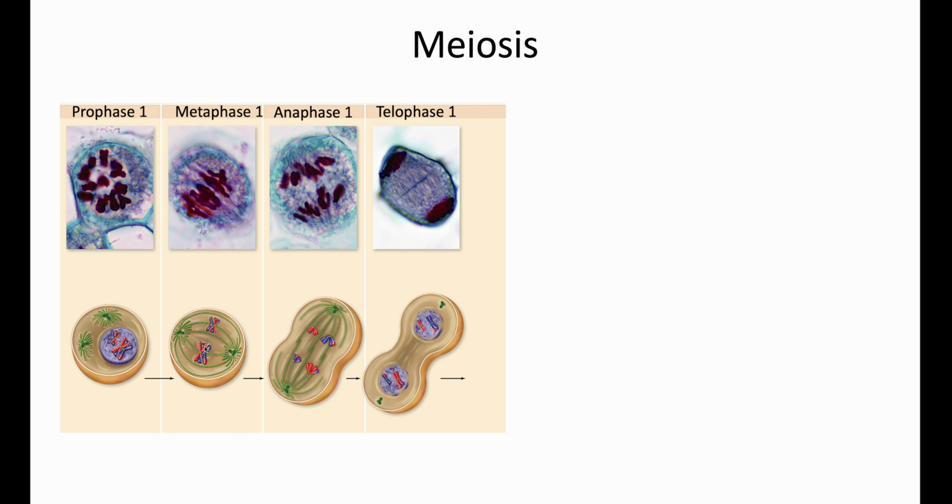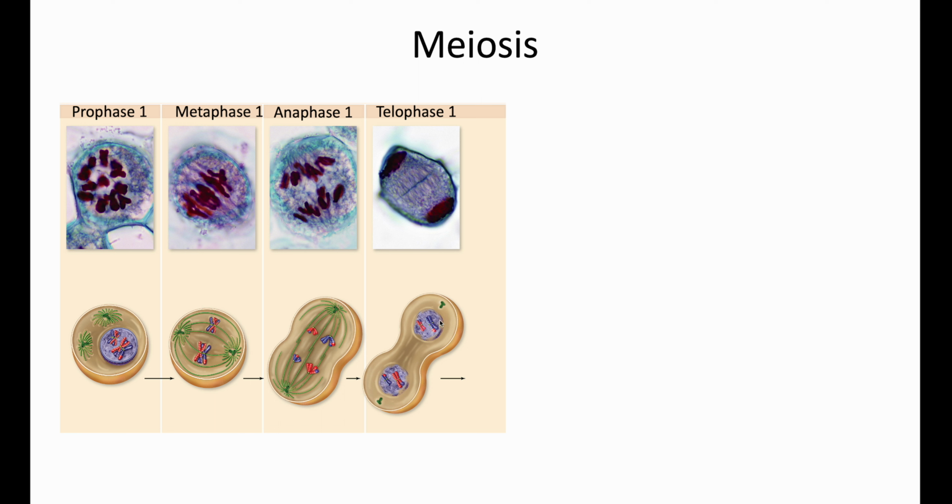Those pairs, those homologous pairs, line up along the metaphase plate. So now rather than having 4 independent chromosomes along the metaphase plate, you have 2 homologous pairs lined up across the metaphase plate. And then in anaphase 1, it's not the chromatids that divide and go to new cells, it's actually the individuals of the homologous pairs. So the red chromosome from that homologous pair goes to one cell, the blue one goes to the other cell.